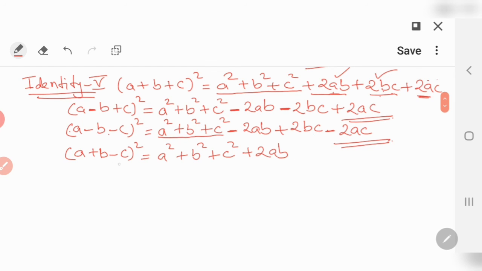Then b into c. Check b into c. b is positive, c is negative, so plus times minus will be minus twice bc. Third one, a into c. a is positive, c is negative again, so plus times minus will be minus twice ac. I hope, children, you understood how to solve.